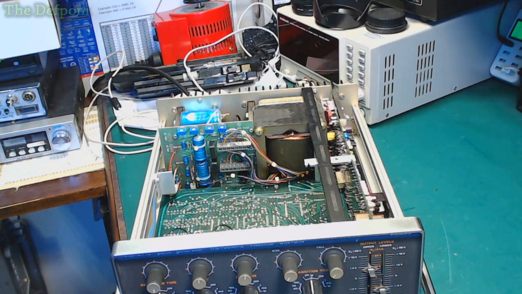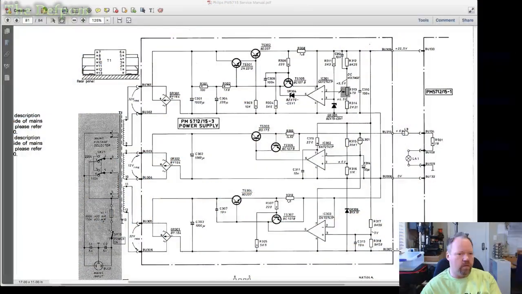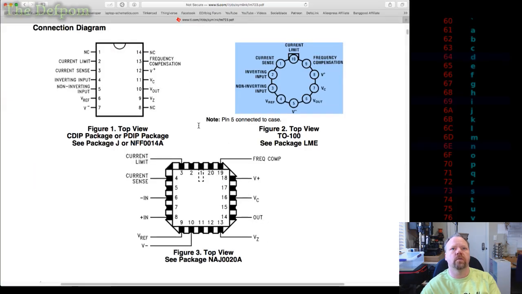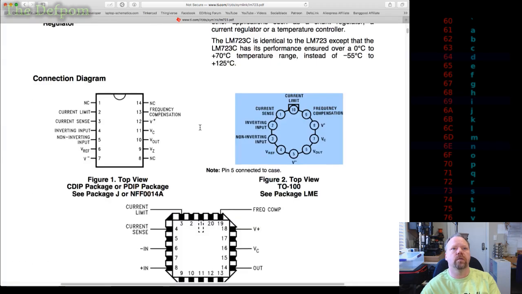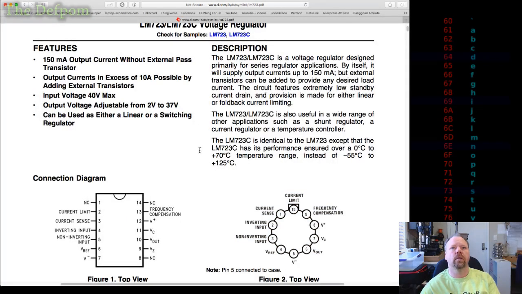The 723 probably has an offset. I think it was 37 volts, I think I saw on the data sheet. Let's change this over. There it is. What did I see? Input voltage max is 40 volts, so yeah, output voltage max is 37. So what they probably got is an offset.